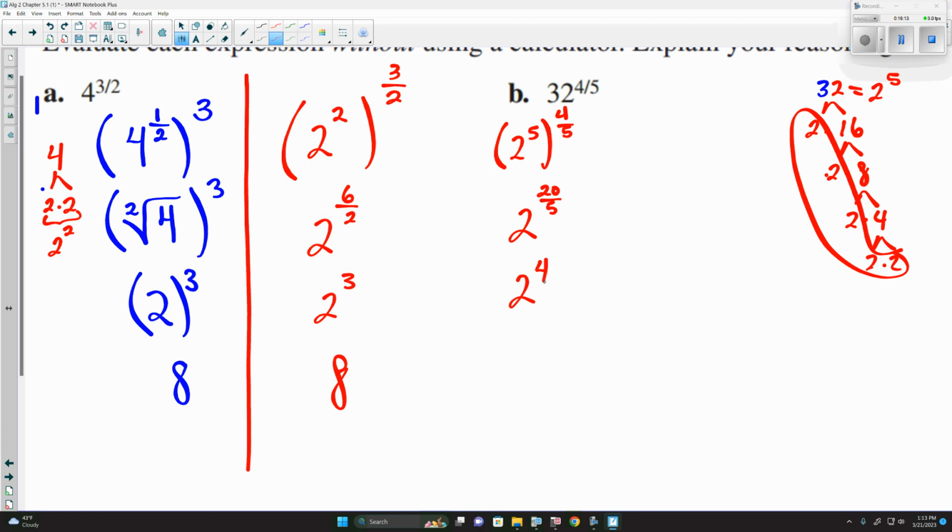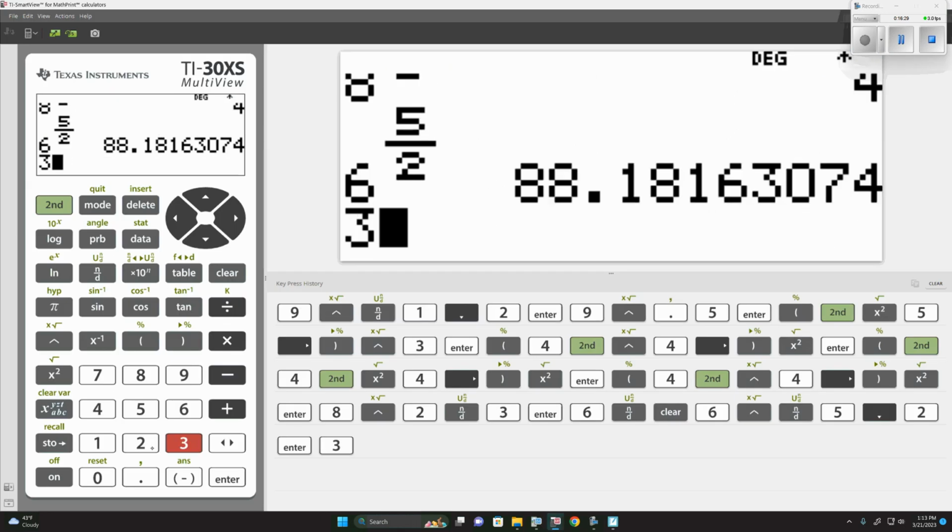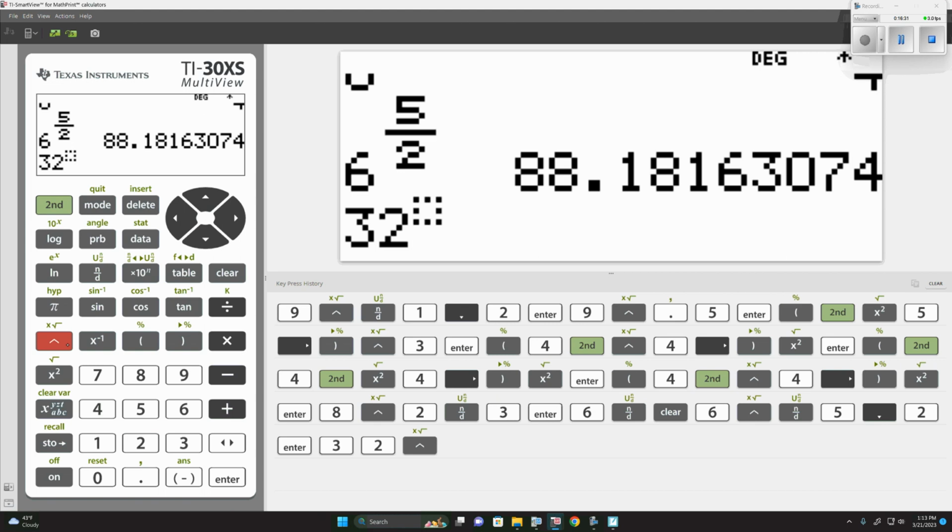Now we just need to figure out what 2 to the 4th is. 2 to the 4th is 16. And that's it. 32 to the 4/5 is 16.